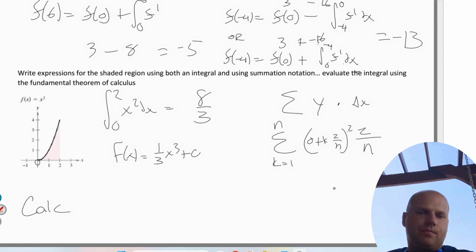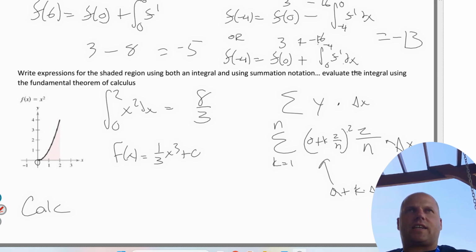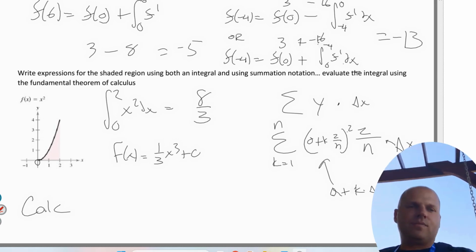How did I get this? This is A plus K times the delta X. This is the delta X. Why did I say it's a delta X? This is like an X distance.